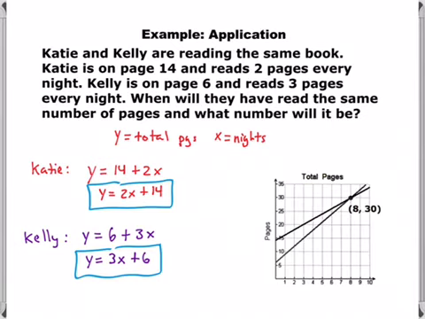So if you graph these two lines on your grid provided, you get that the intersection occurs at (8, 30), which means that after 8 nights, both girls will have read 30 pages, which takes care of our two questions.